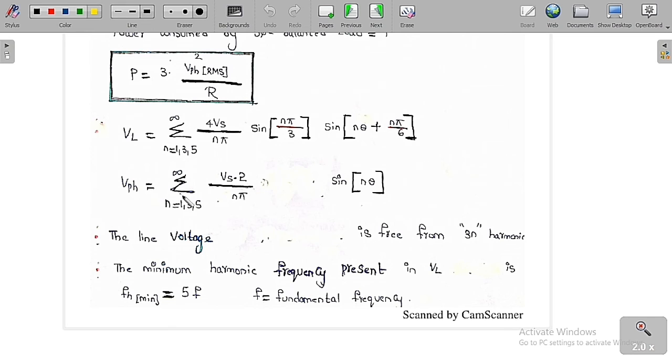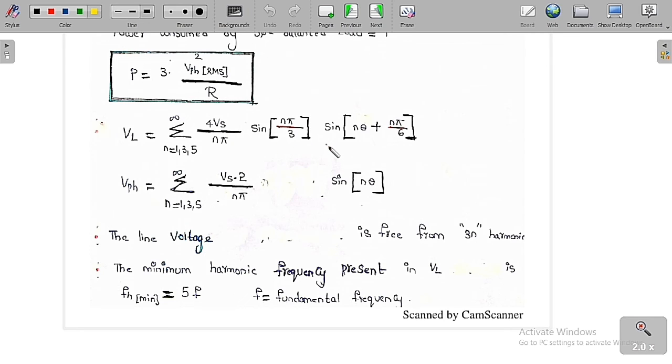And if you want to find the expression of the phase voltage, the phase voltage is also a periodic signal, so you can write it in terms of the Fourier series, which is V phase equal to sigma n equal to 1, 3, 5 up to infinity of 2 Vs by n pi into sine n theta. This is the expression of the phase voltage, whereas the other one is the expression of the line voltage.